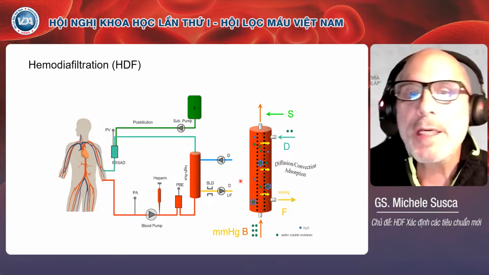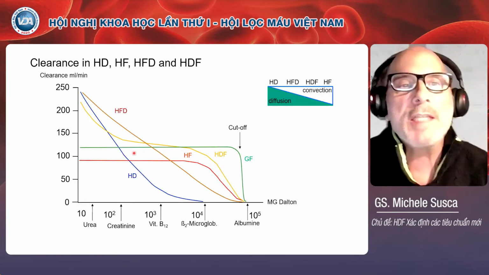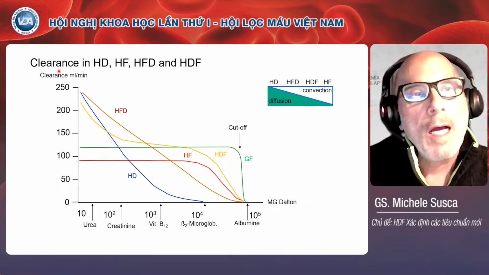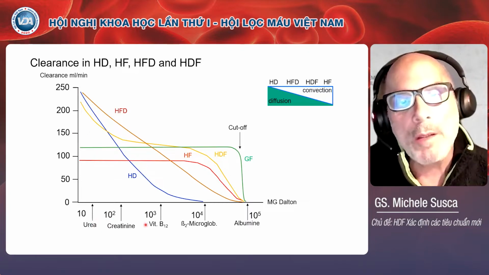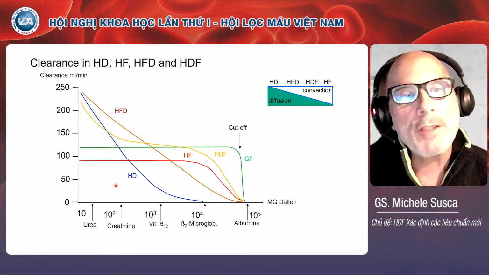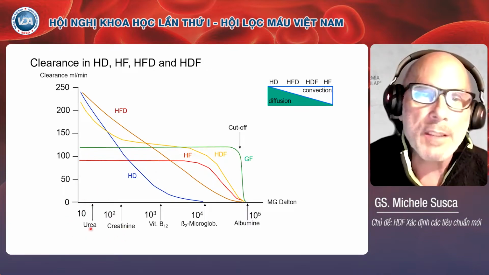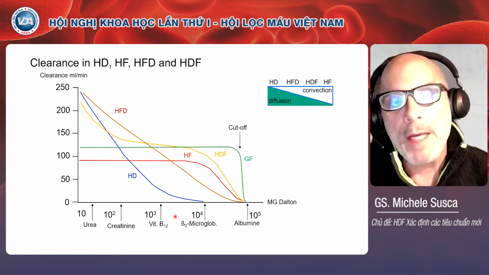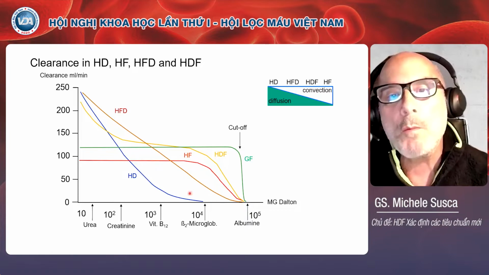The big advantage here is that we can remove well small and larger molecules, which you can see in these curves. This is a study comparing clearance in different modalities of treatment, depending on the size of the molecules. You see in HD, where we have just diffusive clearance, we can better remove urea and creatinine as small molecules. But when the molecules become bigger and bigger, in the range of middle molecules, like here beta-2 microglobulin, there is no more clearance.